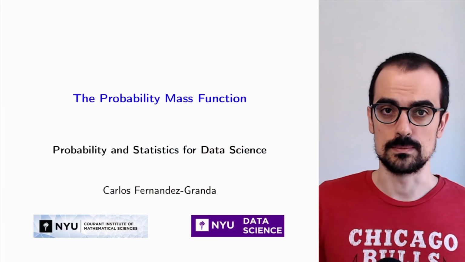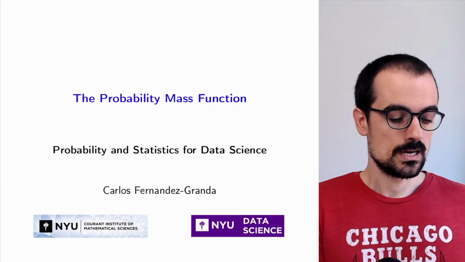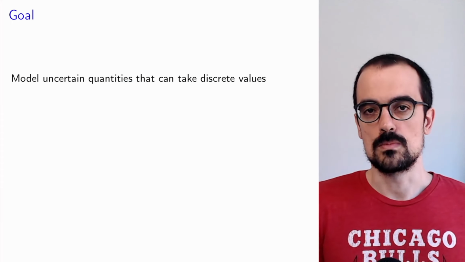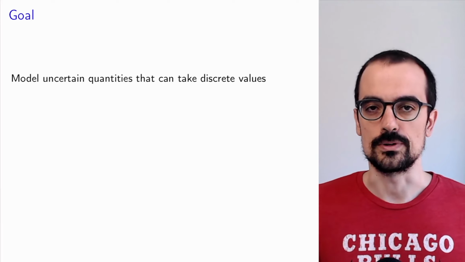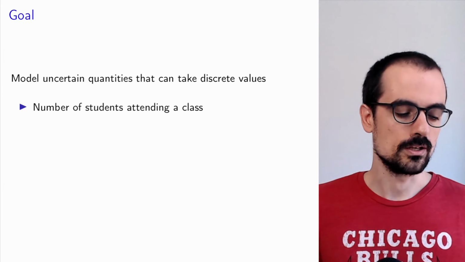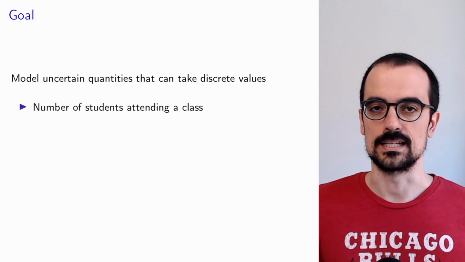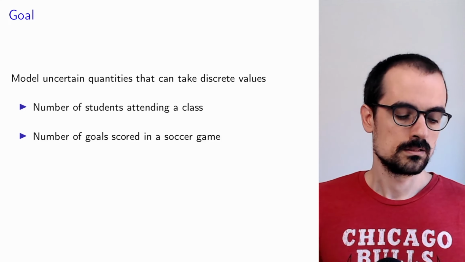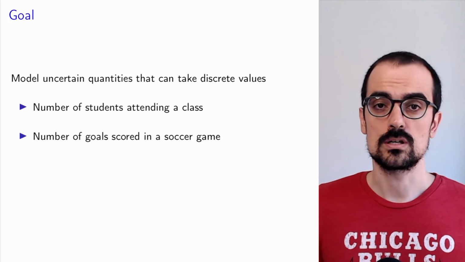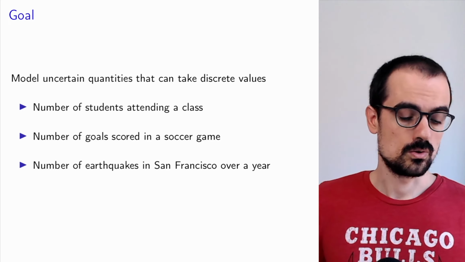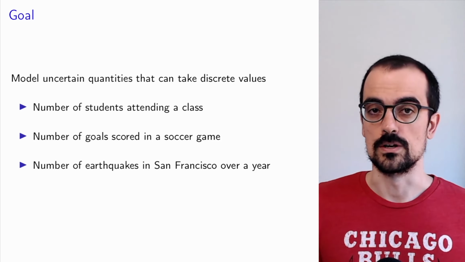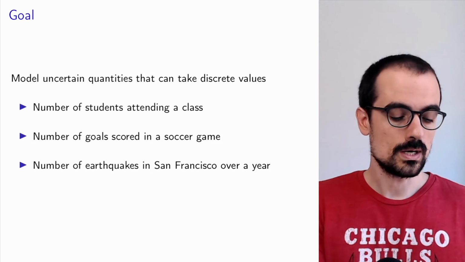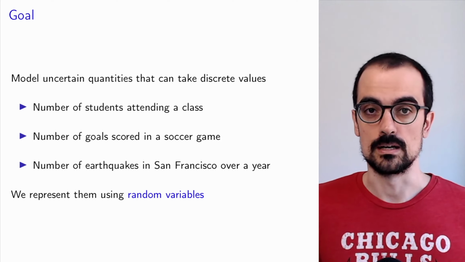So let's get to it. We're going to talk about the probability mass function. Ultimately, our goal is to model quantities that are discrete. Some examples include the number of students attending a class, the number of goals scored in a soccer game, or the number of earthquakes occurring over a year. We model such quantities as discrete random variables.